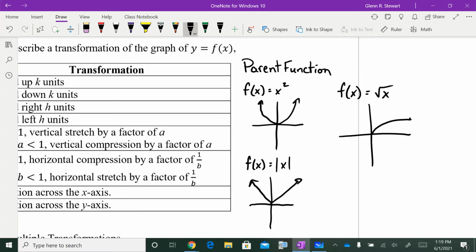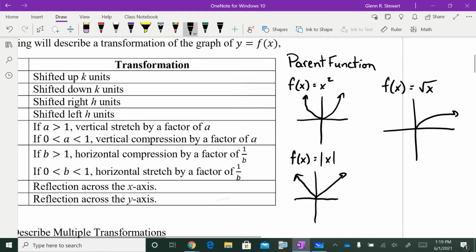And then this last one here is the square root function. Remember, radicals cannot have a negative underneath, so anything that you see has to be in the positive range. Those are the three parent functions that we'll talk about.